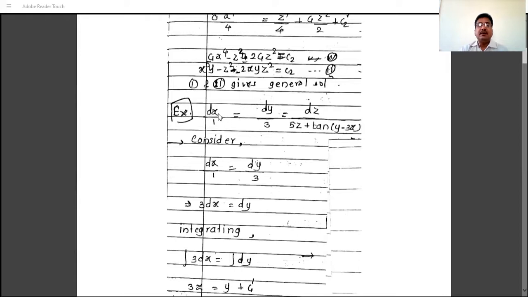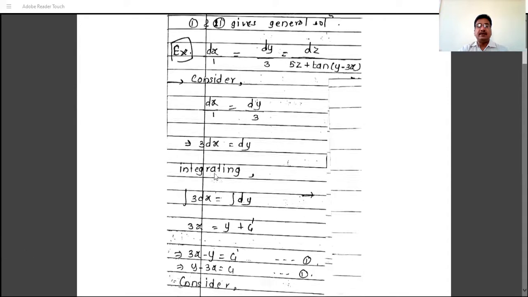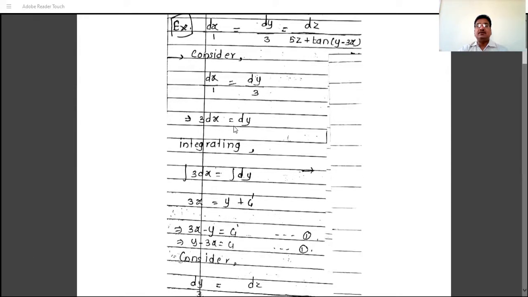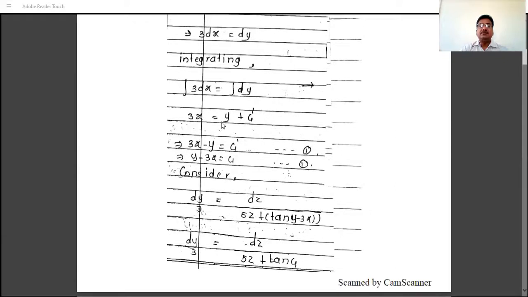The next example: dx by 1, dy by 3, and dz by x quantity 5z plus tan(y minus 3x). So consider first two ratios, dx by 1 is equal to dy by 3. Then we have 3 dx is equal to dy, that is in the variable separable form. Integrating, we have integration of 3 is 3x plus integration of dy is y, plus constant of integration, either c1 dash or c1.